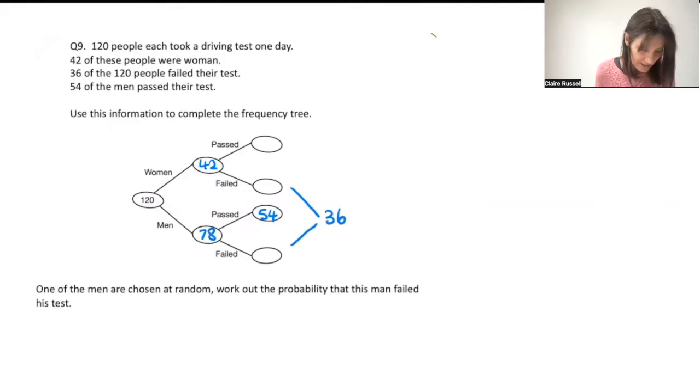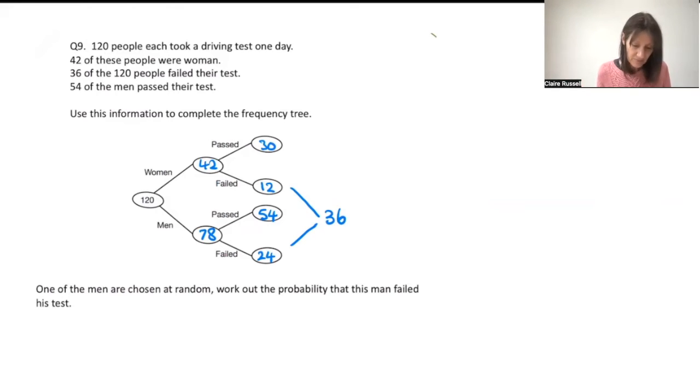Now that's going to help me work out how many people failed. So 78 take 54 is 24. And then obviously I can use that 36. That tells me that 12 of the women failed. I can then go on and work out how many passed. So that's the tree populated.